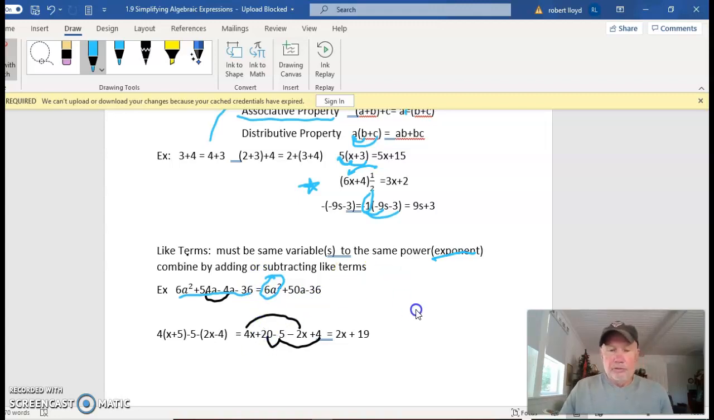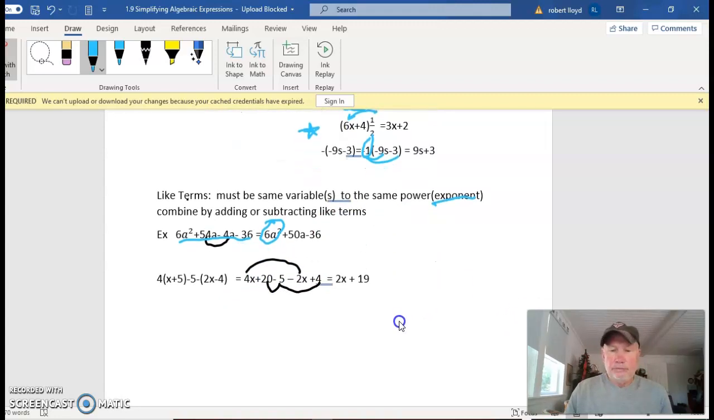Okay, a little more difficult one. You always do the operations first before you try to combine terms. So this is a distributive rule. So 4 times the x, 4x, 4 times the 5, 20, minus the 5. And then remember, this negative is like a negative 1. Negative 1 times 2x is negative 2x. Negative 1 times negative 4 is positive 4.